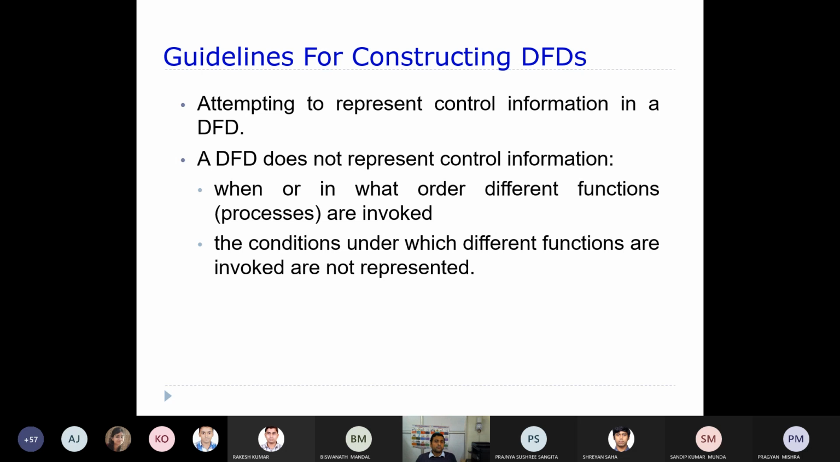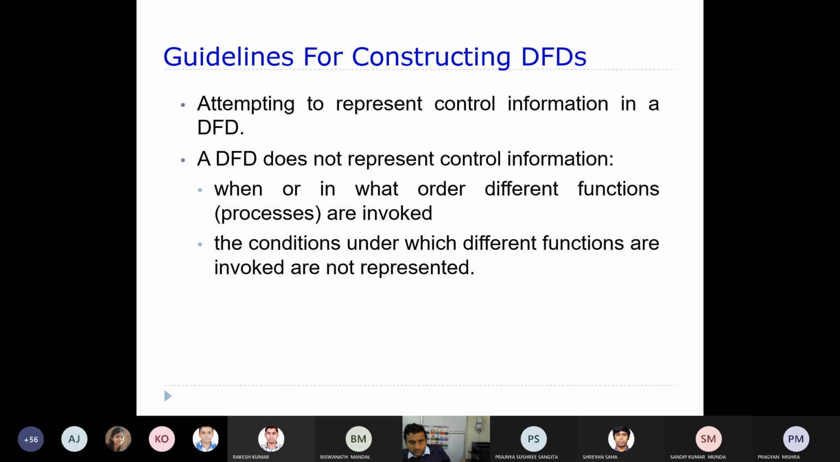DFDs actually do not represent control information. That means in what order these functions are getting invoked or executed, and under what conditions these functions are invoked, is not defined here. These things are not part of any DFD, so we should not give this sort of information in a DFD. Your DFD is not going to represent that.